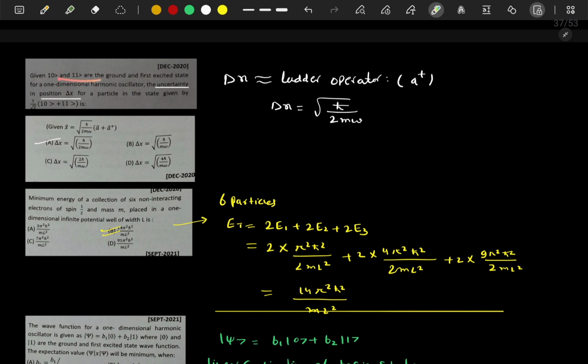Given that the states 0 and 1 are the ground and first excited states of a one dimensional harmonic oscillator, the uncertainty in position for a particle in the state given is asked. So delta x, the uncertainty, will involve the ladder operator, and it will lead to under root h cross upon 2m omega because this is the value.